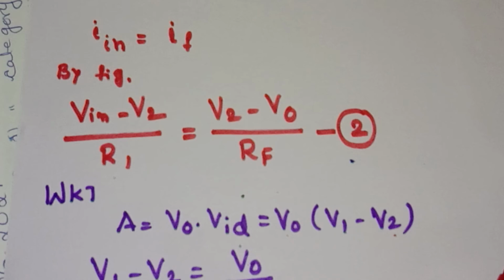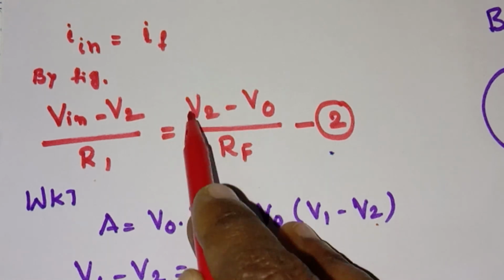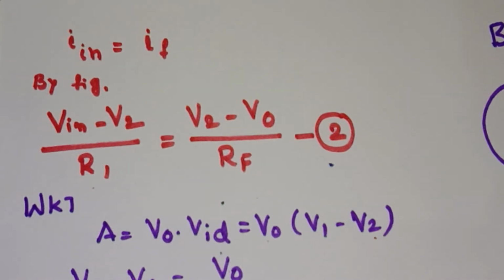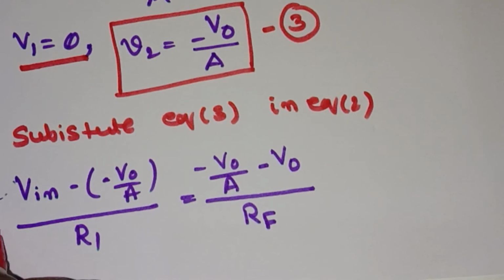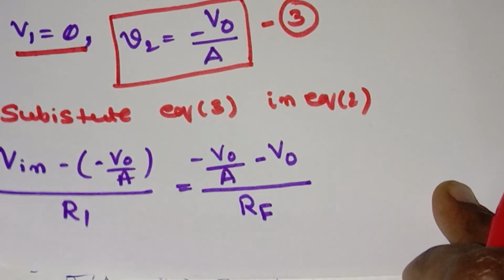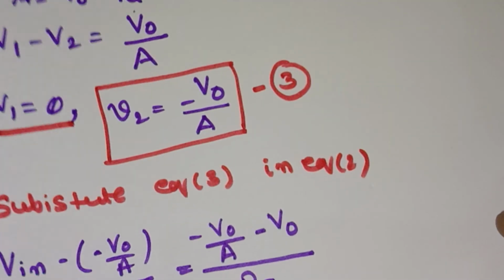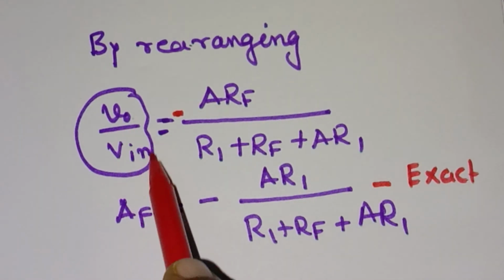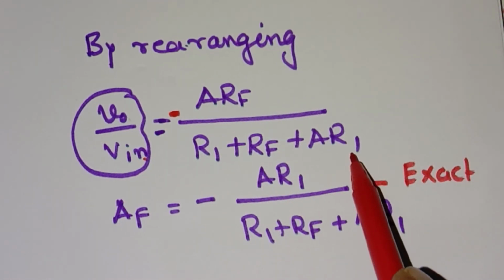Just now we have written this equation, so this is your equation 2. Let us substitute the value of V2, that we have taken as equation 3, in equation 2. After substituting, you get this type of equation. Rearrange it by taking the LCM, or do some simplification. After the simplification, you get Vout by Vin is equal to minus A times RF divided by R1 plus RF plus A times R1.